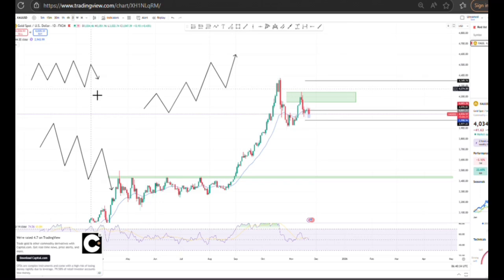So in a ranging market, you just stay clear from the market till you have breakouts, either to the upside or downside. And for the uptrend, you're looking for buys. For the downtrend, you're looking for sells. Alright, that's just basically it.